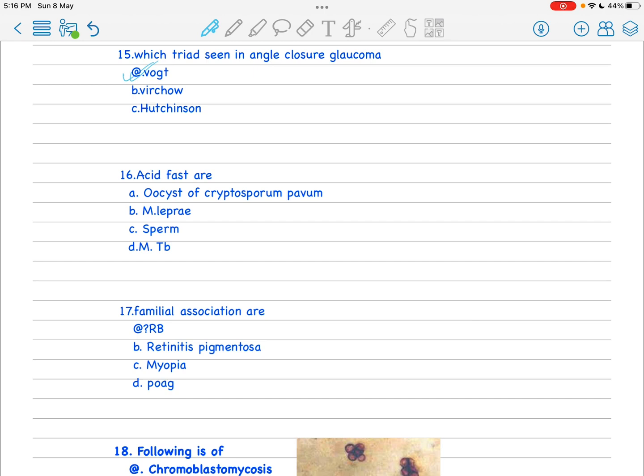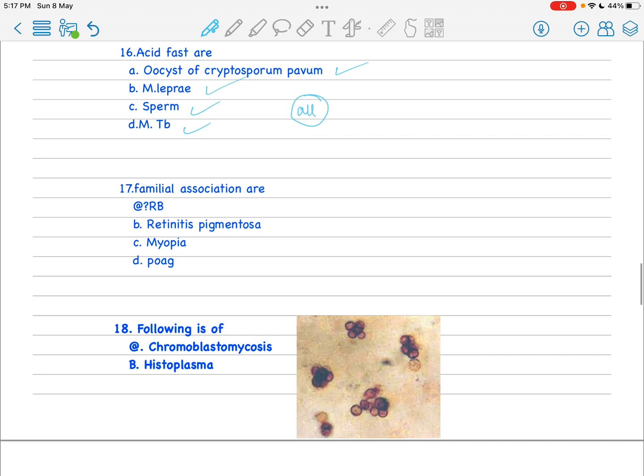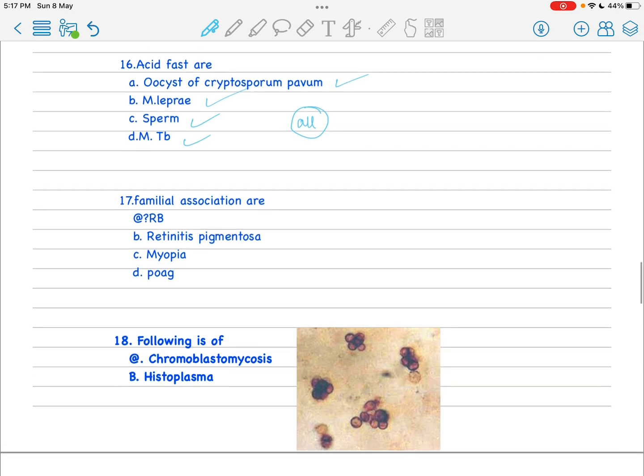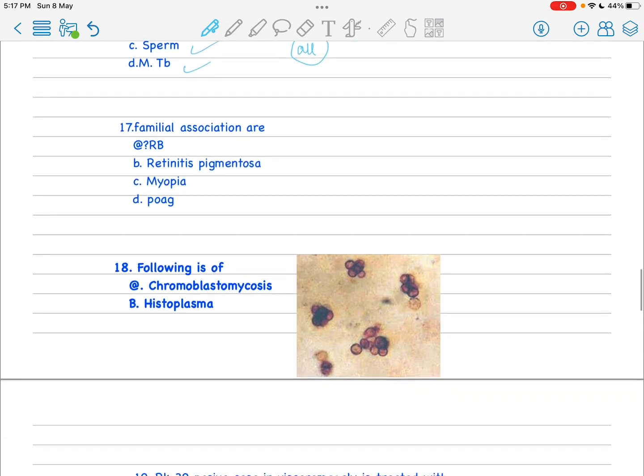Acid first, oxytocinase is true, microceptor true, sperm true. So all is the answer, okay. Acid first, just remember what the others are, please go through that. And next is the familial associations in case of retinoblastoma, retinitis pigmentosa, and it is also multiple: retinoblastoma, primary open angle glaucoma, retinitis pigmentosa, myopia, you know. So all of these above, so everything is the answer.